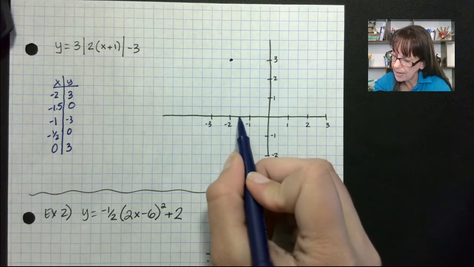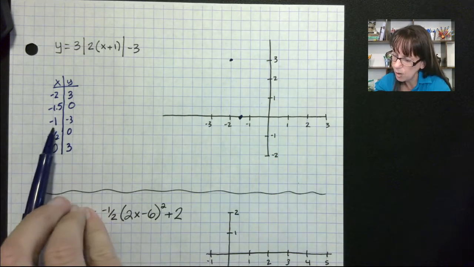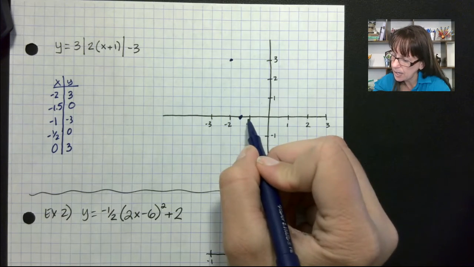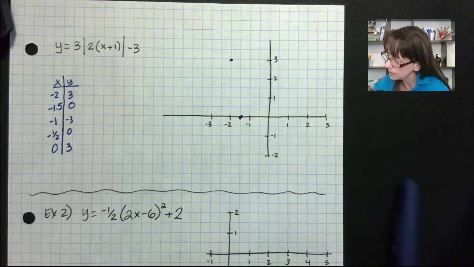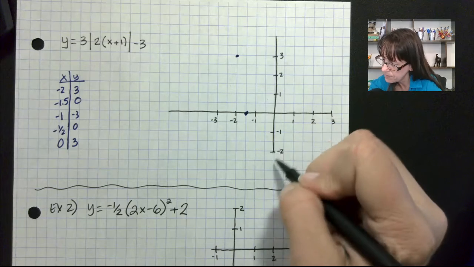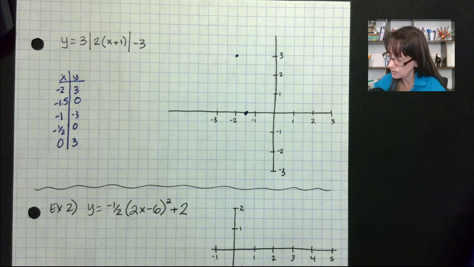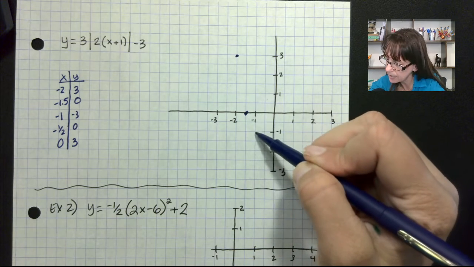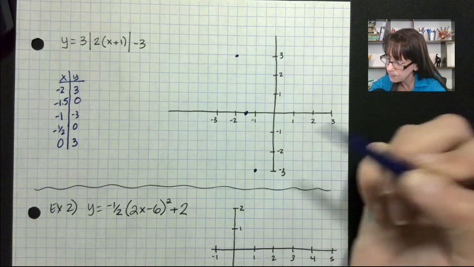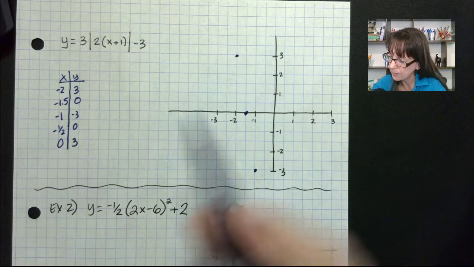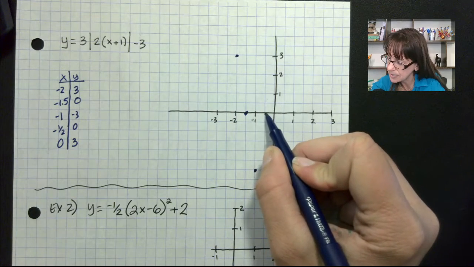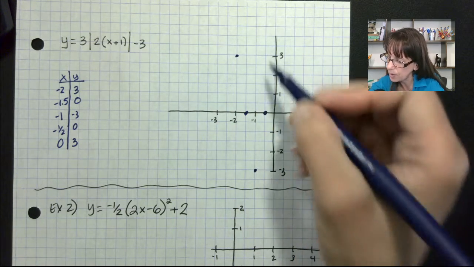Over -1.5, up 0. Over -1, down -3. Whoops, and let me extend this guy out. -3 there. Okay, so over -1, down -3. That's right here. Over -1/2, down 0, and then over 0, up 3.